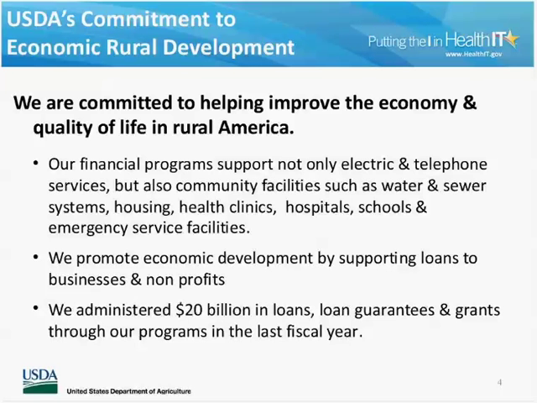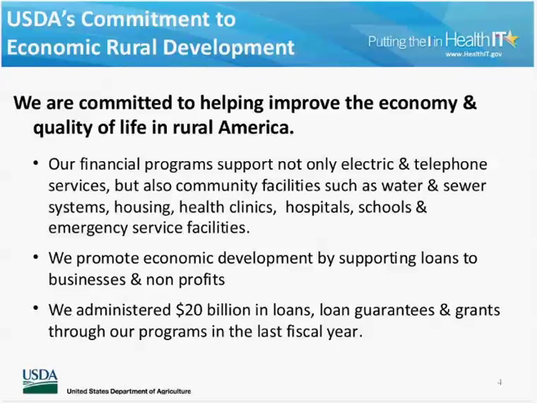So we not only provide rural electric and telecommunication services and facilitate the deployment of broadband and renewable projects in rural communities, but we also provide funding for community facilities such as water and sewer systems, housing and health clinics, hospitals and schools, and emergency service facilities to help our first responders in rural communities get access to advanced technology and all areas of facilities needed to meet the emergency needs of our communities. We promote economic development by supporting loans and businesses as well as nonprofits. The total amount of funds that we have provided is about $20 billion in loans, loan guarantees, and grants through our programs just in the last fiscal year alone.